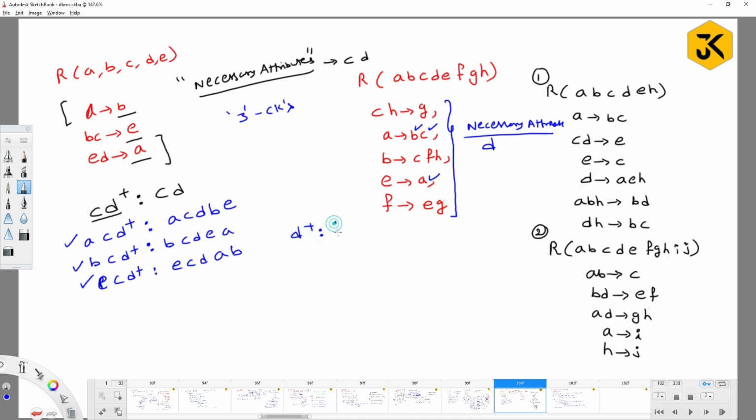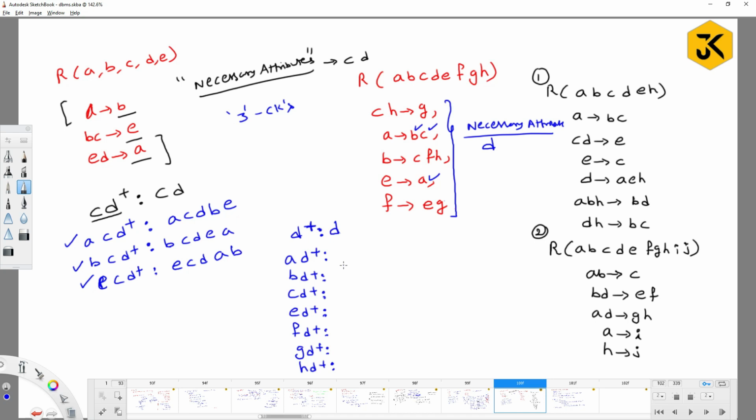Now try to find the D closure. What is D closure? D closure is D. As this single attribute itself is not defining everything, and no other single-level attribute is going to define it, you need to go to the next level. The next level possibilities are AD closure, BD closure, CD closure, ED closure, FD closure, GD closure, HD closure. Now try to solve them.